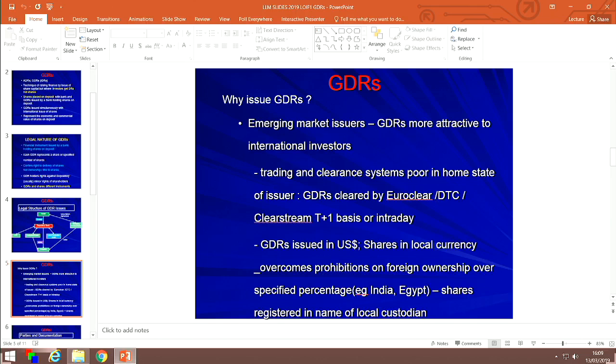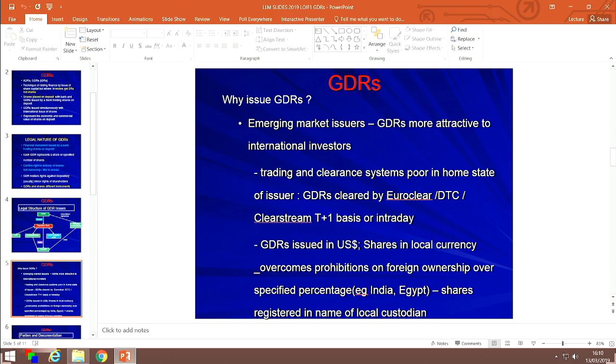Next, the GDR structure overcomes, and this is one of the main uses in some countries, the prohibitions in local corporate law, which prohibit foreign investors from either buying shares in the local corporate or buying a certain percentage of the shares in that local corporate. Two examples stand out, the two biggest markets in this area, India and Egypt. Prohibitions on foreign ownership of a certain percentage of shares in a local corporate. The GDR structure enables global investors to buy as much as they want of the shares which are on deposit.